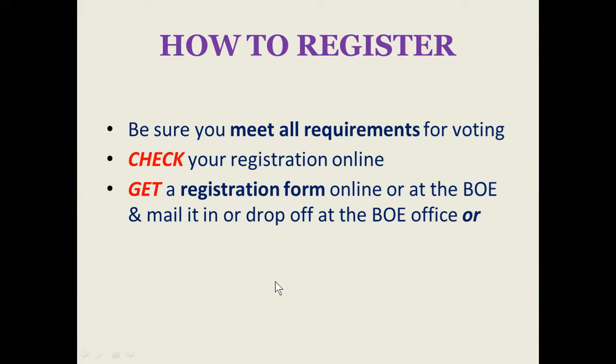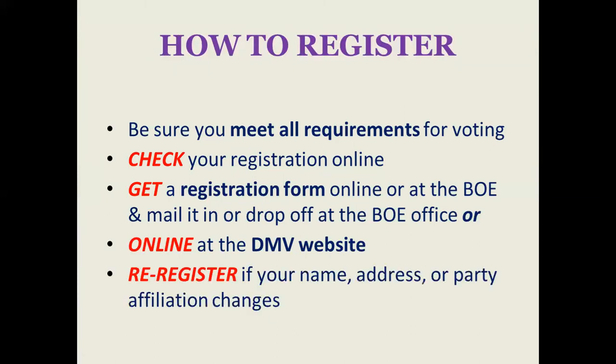You can get a registration form online or at the Board of Elections and mail it in or drop it off at the Board of Elections, or you can do this online at the DMV website by simply going to the Department of Motor Vehicles website and finding the voter registration tab. You can re-register if your name, address, or party affiliation changes, and you should re-register if any of those change from the last election.